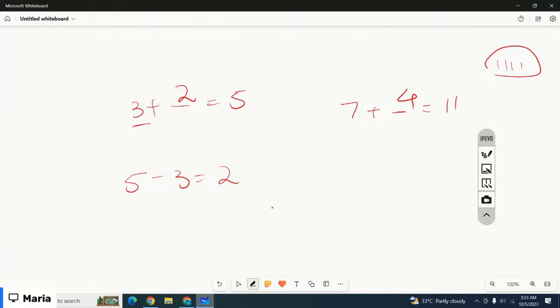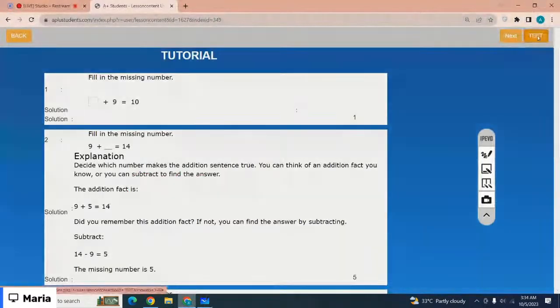Another example is 9 plus the missing number makes 13. So start with 9 and count until 13. 9, 10, 11, 12, 13. That means 9 plus 4 makes 13. That is an easier way, right? Let's start with the practice questions.